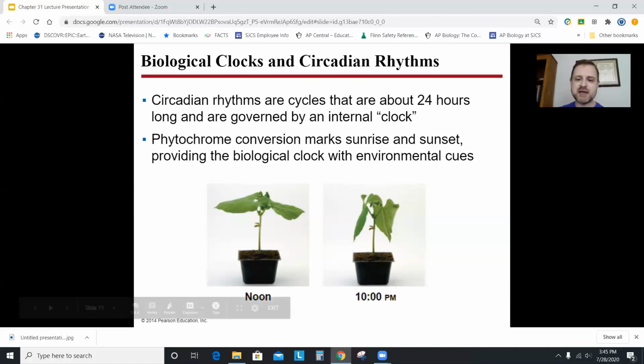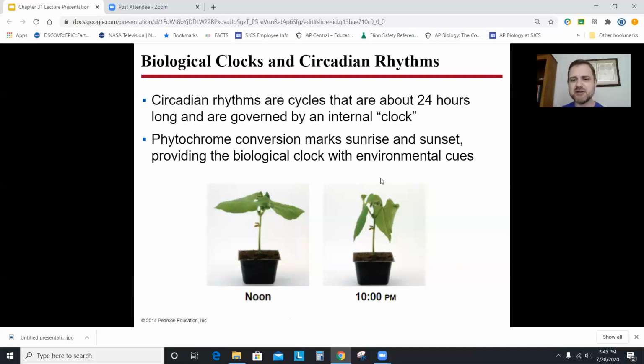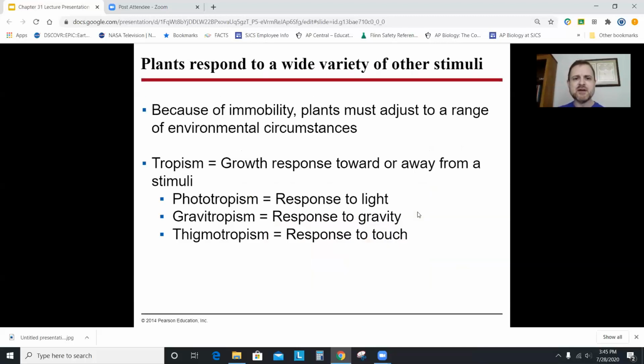Sometimes, like you can see in this plant here, environmental cues like sunrise or sunset might cause the flowers to close or the leaves to close, or in here the leaves to kind of droop down. Other stimuli that plants can respond to. So plants can't move. So it's important that they can respond to a wide range of environmental factors.